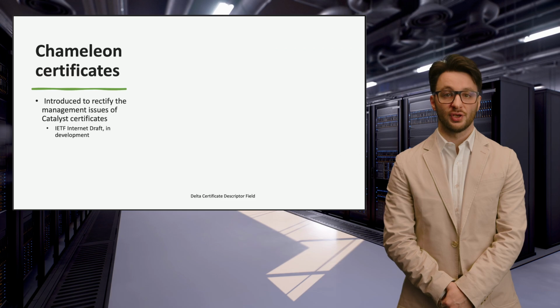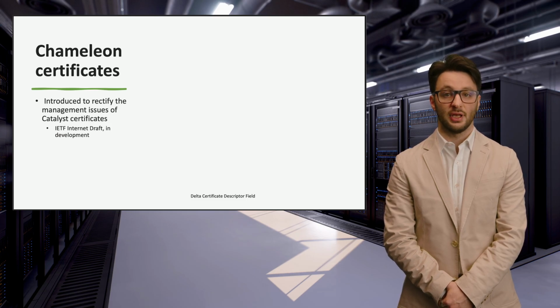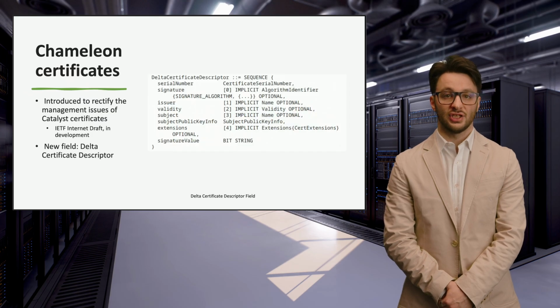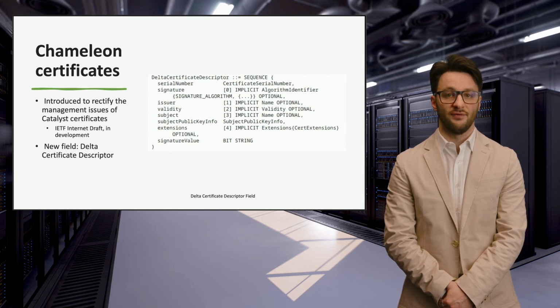The Chameleon certificates were designed to fix the shortcomings of the Catalyst certificates, including the adaptation to the verification process. Chameleon certificates are still an IETF internet draft, so they are not a complete standard, but already supported in Bouncy Castle. While Catalyst certificate introduces three extra fields with the extra public key and signature information to be handled by the verifier, Chameleon certificates introduce only one extra field called Delta Certificate Descriptor, which is also located in the certificate extensions.